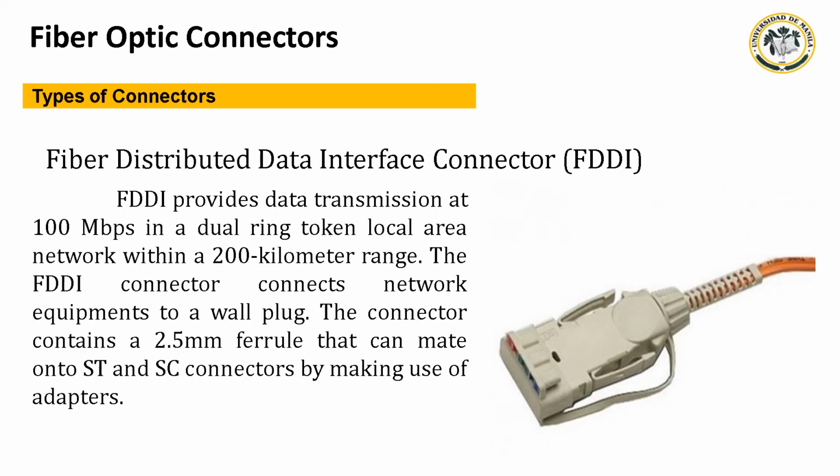Next is the Fiber Distributed Data Interface connector, or the FDDI. FDDI provides data transmission at 100 Mbps in a dual ring token local area network within a 200 km range. The FDDI connector connects the network equipment to a wall plug. The connector contains a 2.5 mm ferrule that can mate onto ST and SC connectors by making use of adapters.